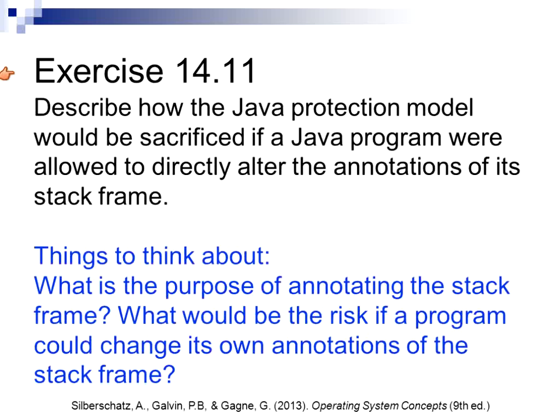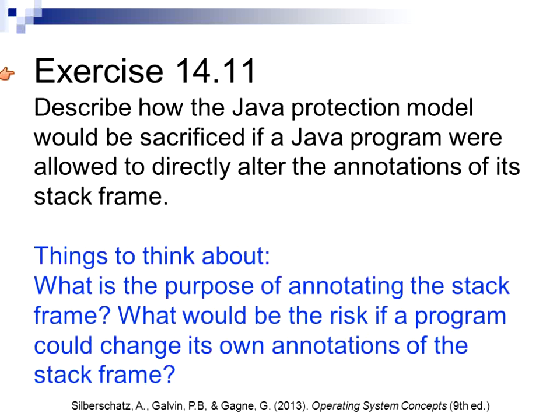Okay, your homework for the week, I want to just go over it with you so you have an idea of the kinds of things you should be thinking about when answering the question. The question says, describe how the Java protection model would be sacrificed if a Java program were allowed to directly alter the annotations of its stack frame. Remember, it's these annotations in the stack frame, when it's looking up the stack, that say whether it has permission or not. What would happen if a program could change it? In the example we looked at, if the program didn't have access to sockets but could actually change that permission to say yes, it can access sockets, that open could go through even though it wasn't supposed to.